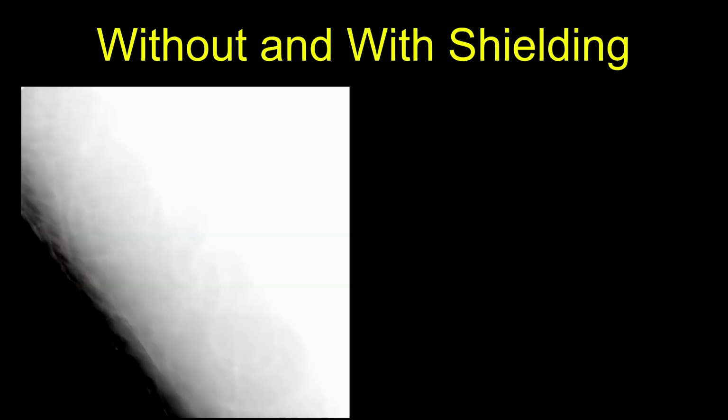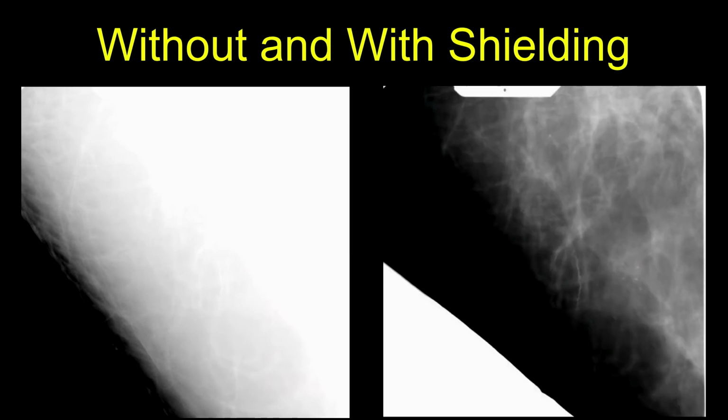Here is an example. Here, without the shield, with the airspace, the tissue is usually under-penetrated, and you cannot even see your target. With shielding, miraculously, the image is improved, and you can see your target well.